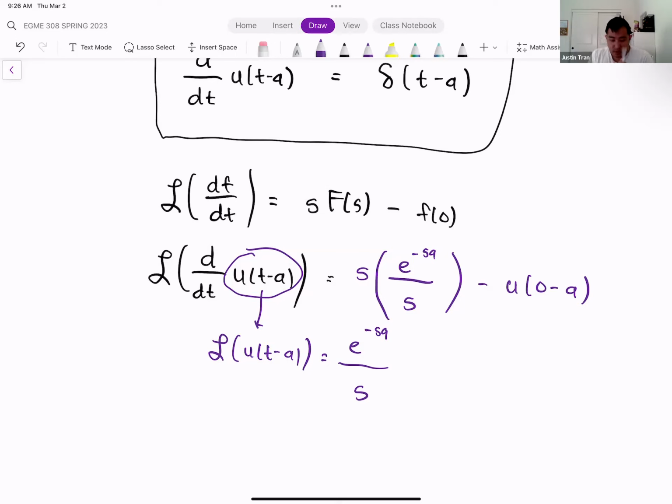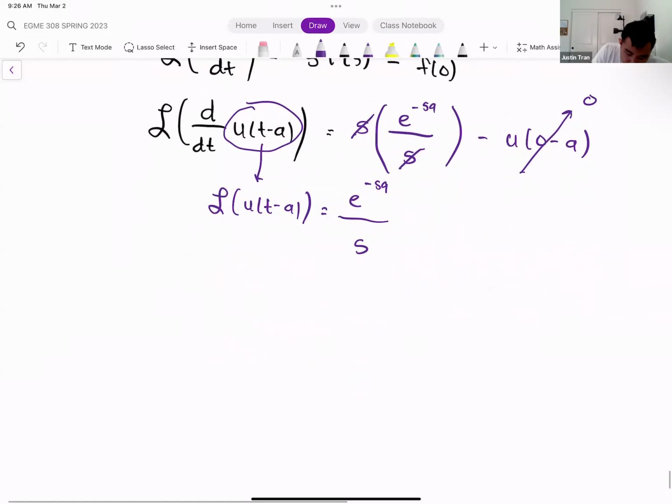Okay. So let's go ahead and simplify this expression. We know u of 0 minus a is 0, because the step function has a value of 0 up until we reach that value of a. And if we assume a is a positive number, then that's going to be 0. From here, these s's are going to cancel out, and so the Laplace transform of d/dt of u of t minus a is equal to e to the minus sa.